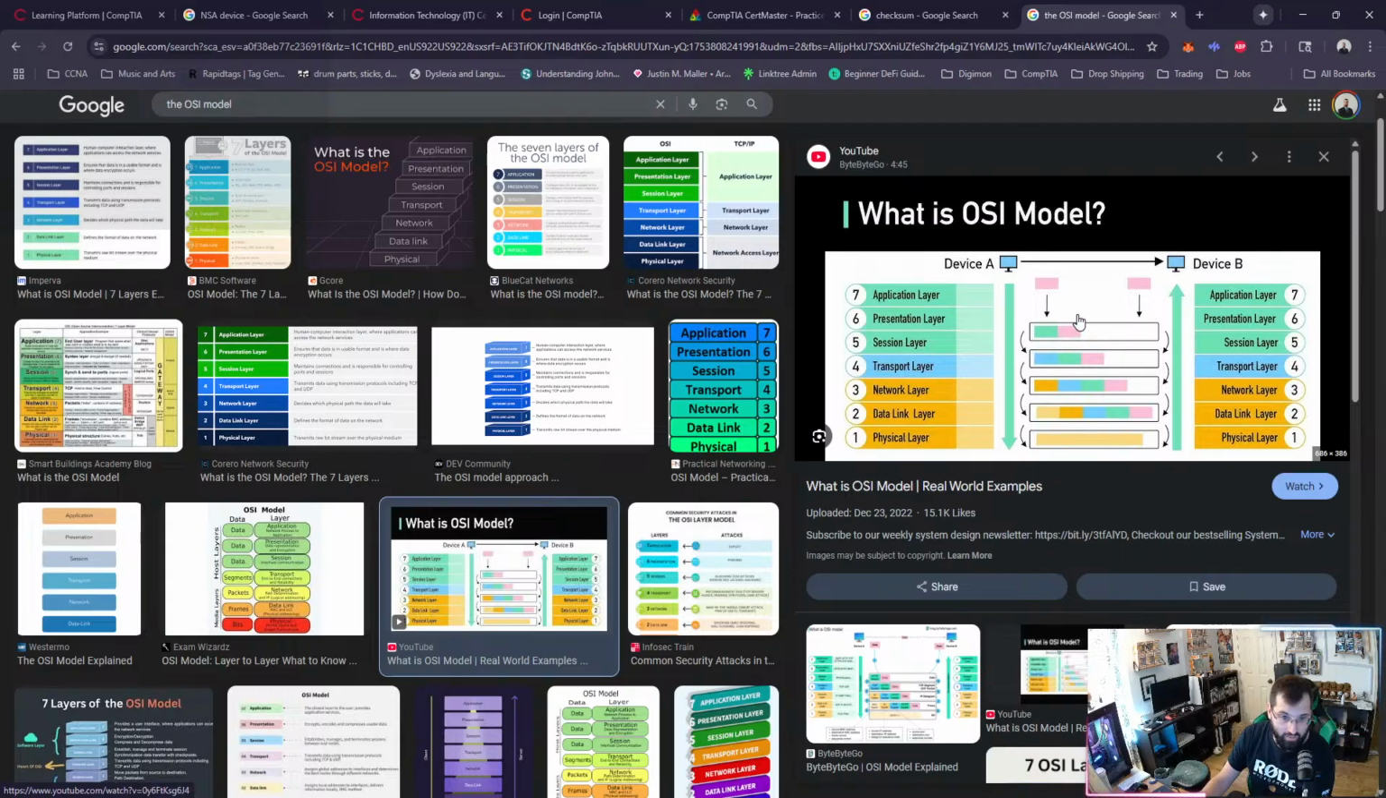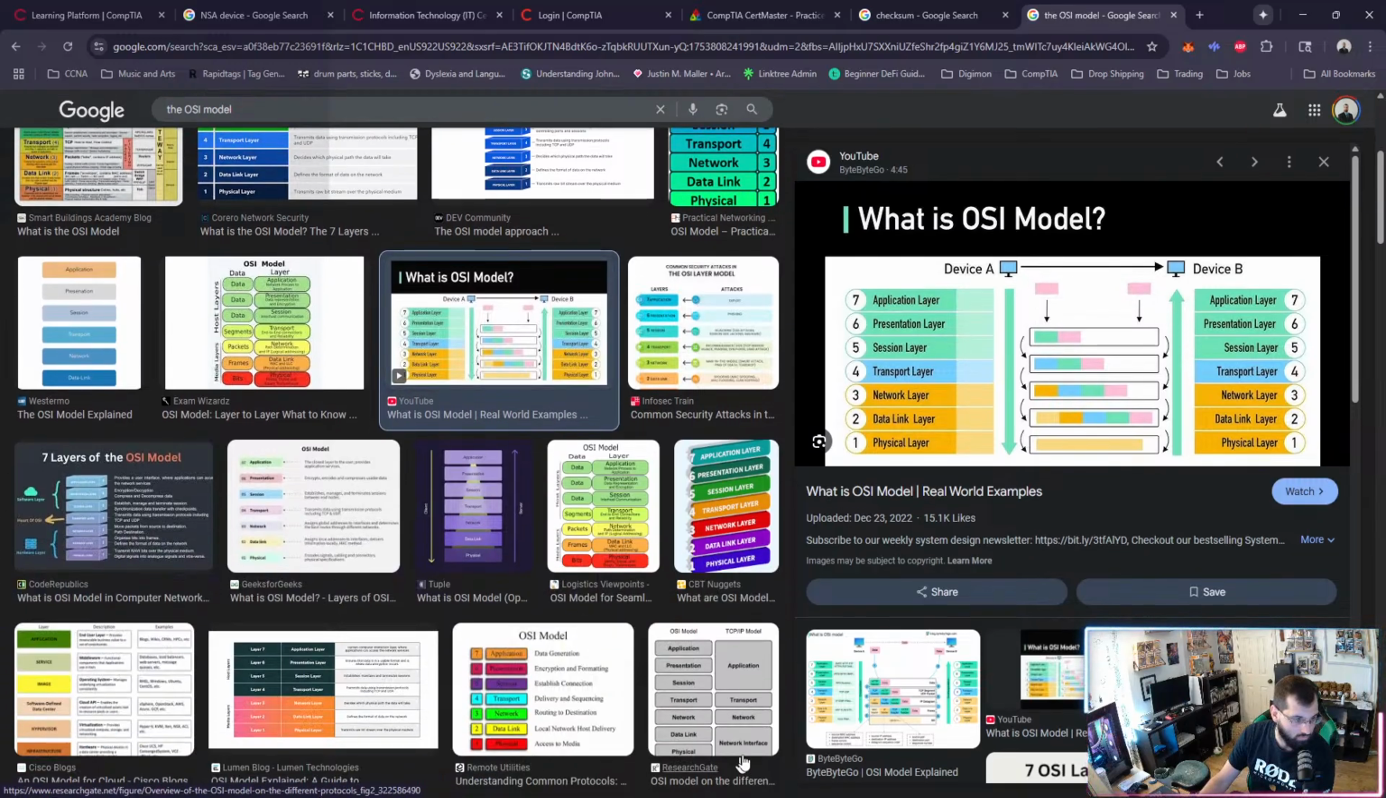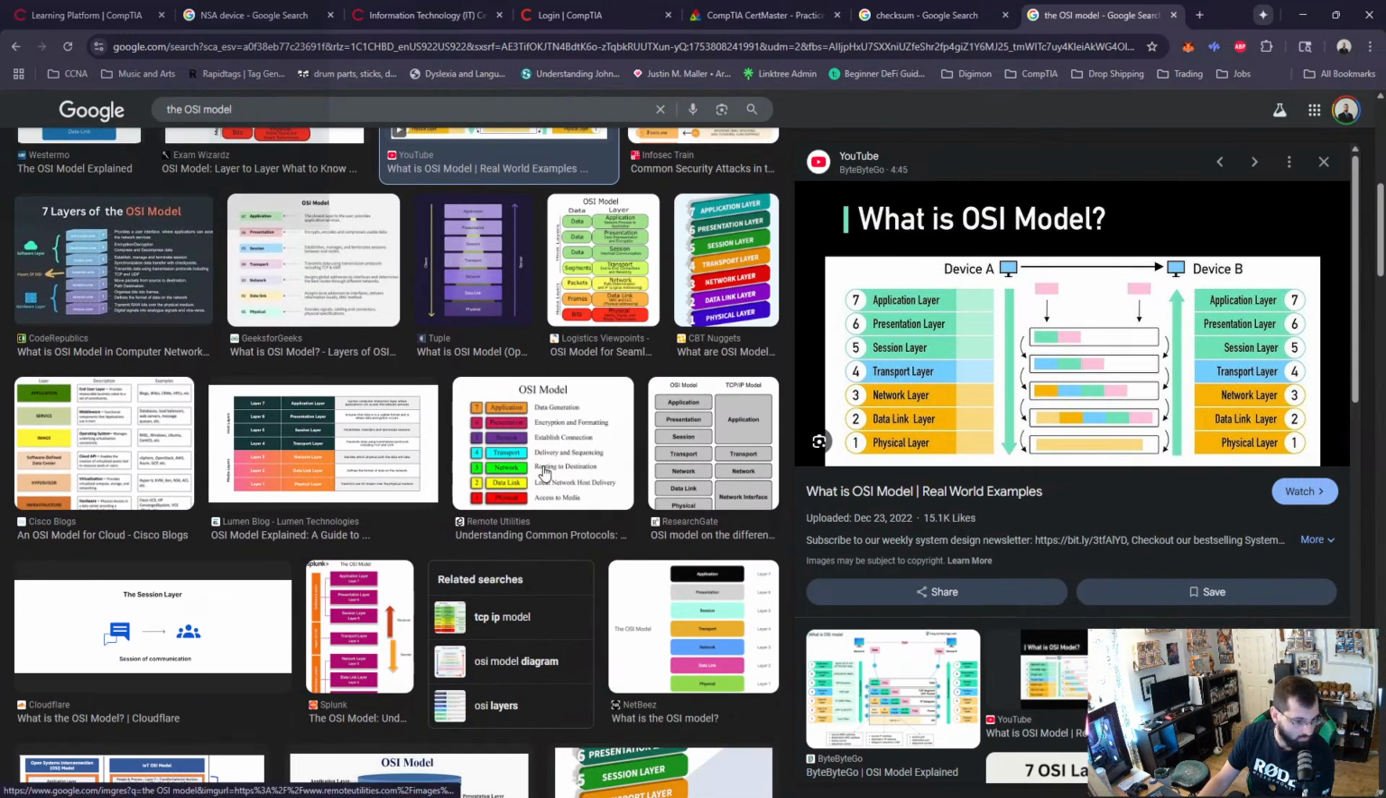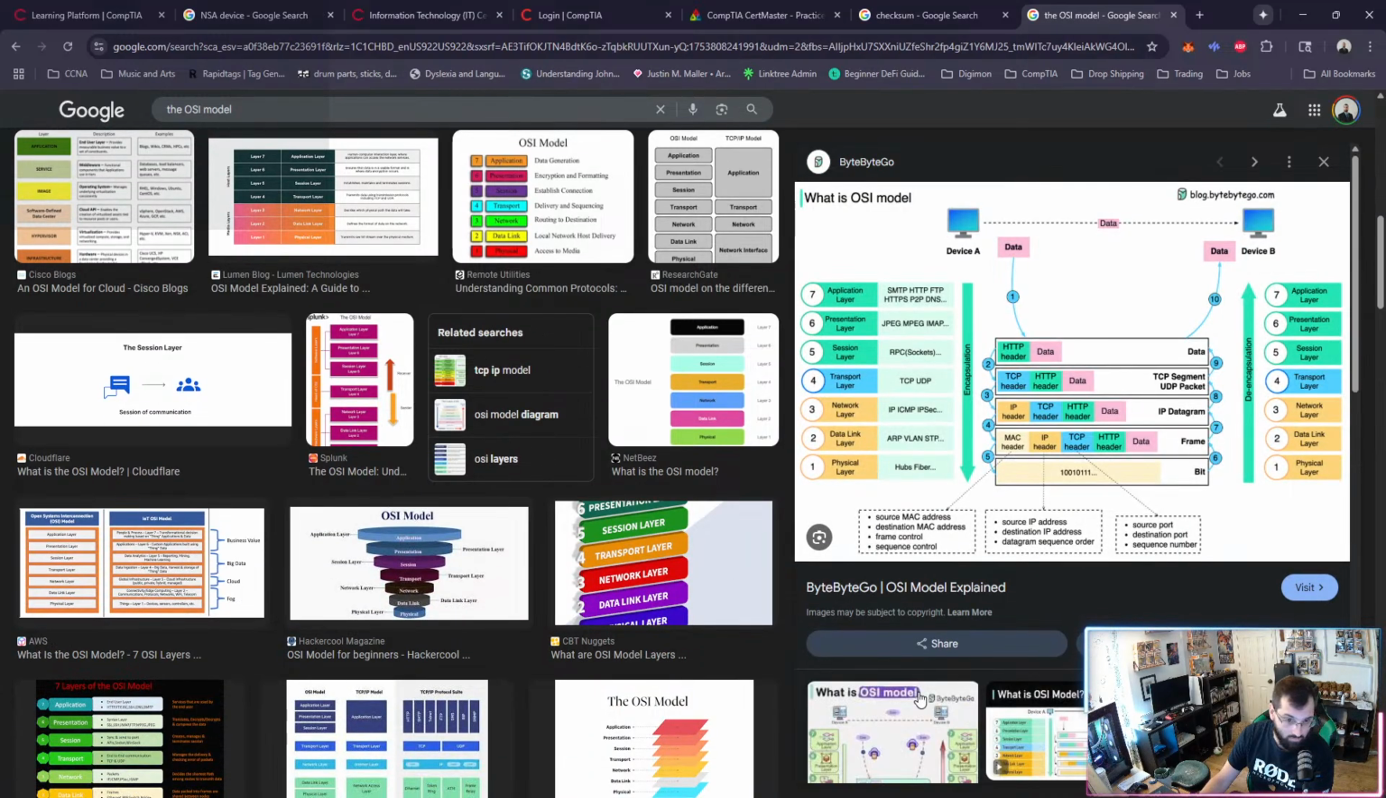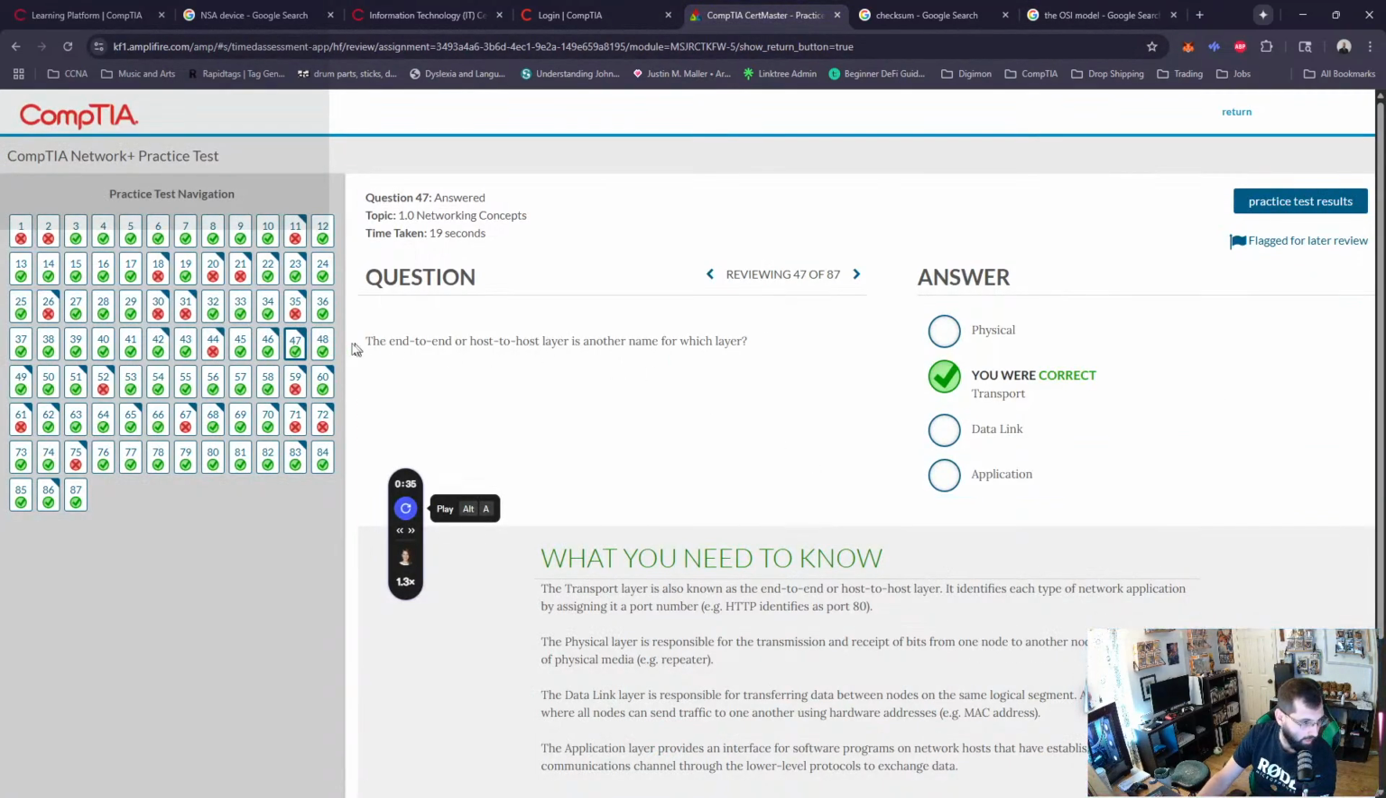Oh, this is how the packets break down. That's crazy. Wow. Look at how all the packets break down. Data, HTTP layer, TCP header, IP header, MAC header. Then it's transferred into bits, and then it just unpacks it. That's wild. It literally is magic.